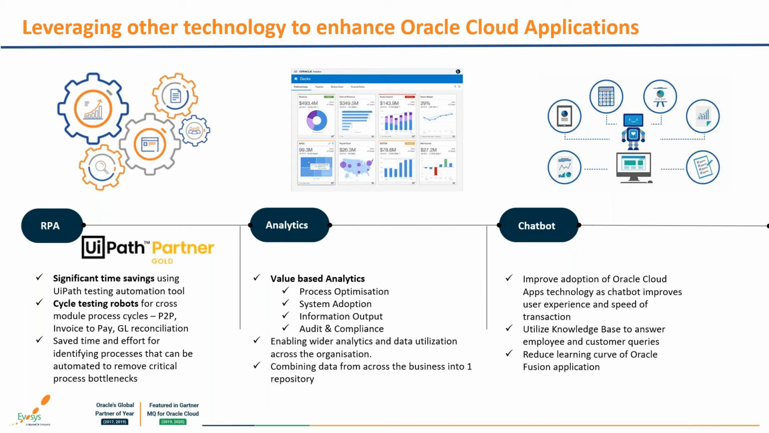We talked about how Evosys has leveraged the latest technologies and created a series of packages across 3 distinct areas: robotic process automation, or RPA, analytics, and chatbot. With RPA, we spoke about how we can help customers automate the regression testing that's carried out for each quarterly cycle, for example, to save time and provide focus on where it's required. And we also looked at how we could save time with automating business processes too.